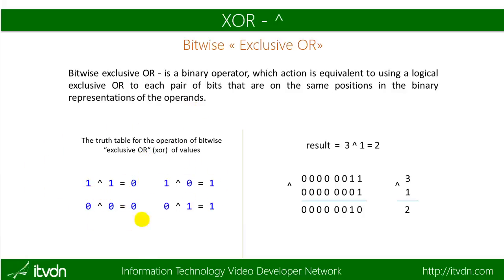1, 1, 0, 0, 0, 1, 1, 0, 1, 0, 1, 1. So only one of them has to be 1 for us to get 1. But if both of them are 1s, we don't get 1. If both of them are 0s, we don't get 1. We will always get 0. But if one of them is 1 and the other is 0, it doesn't matter which one is 1 and which one is 0, then we'll get a result that is 1.